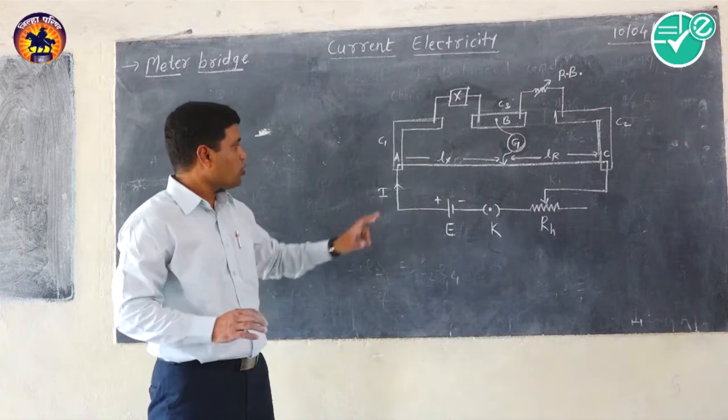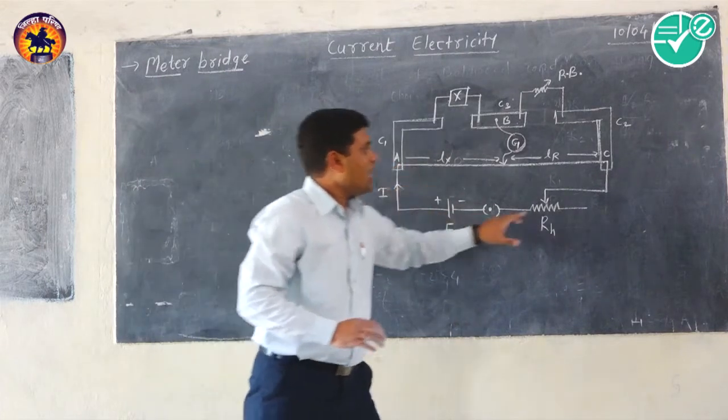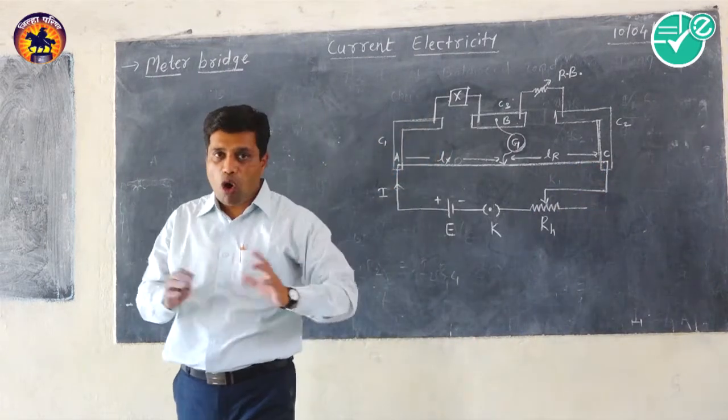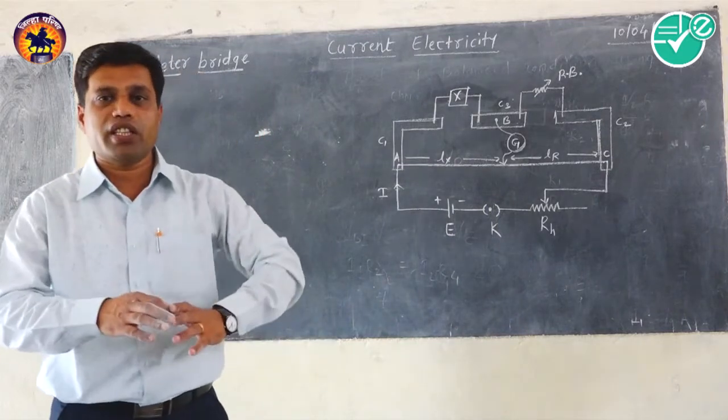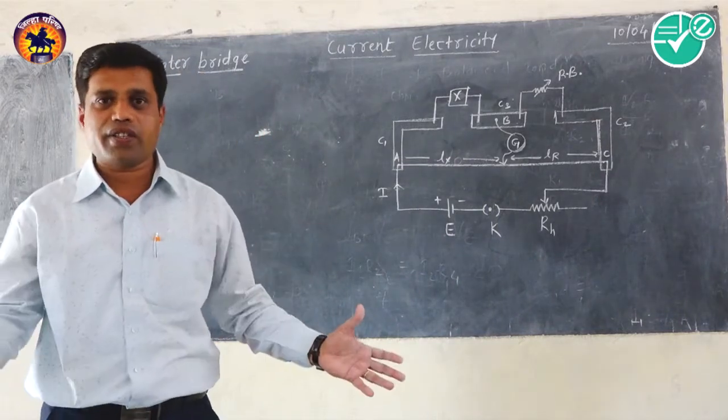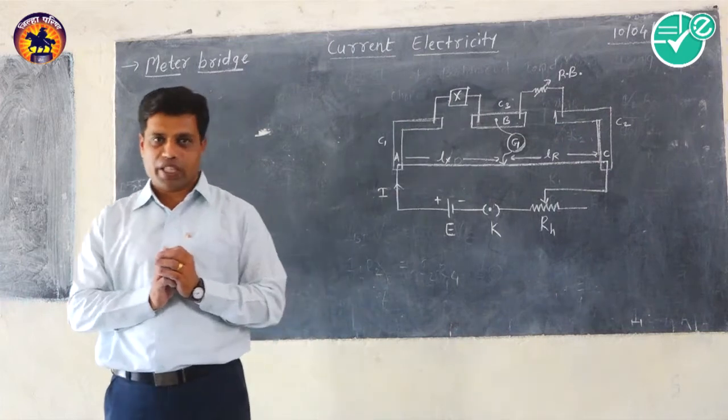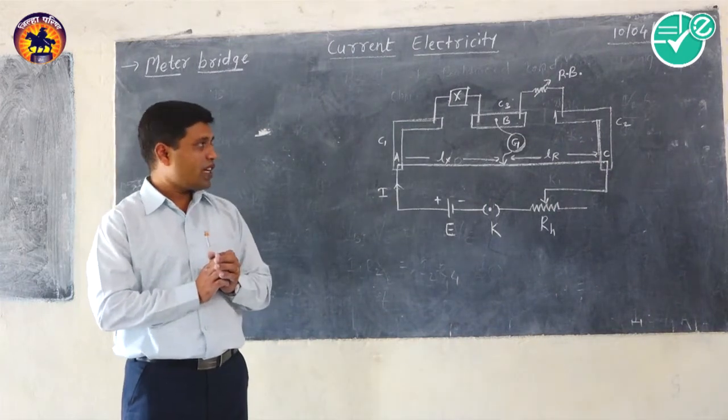After tapping the jockey to end A and end C, if you observe the deflection in the galvanometer on opposite sides, then your connection will be okay. Okay, once again I will repeat.